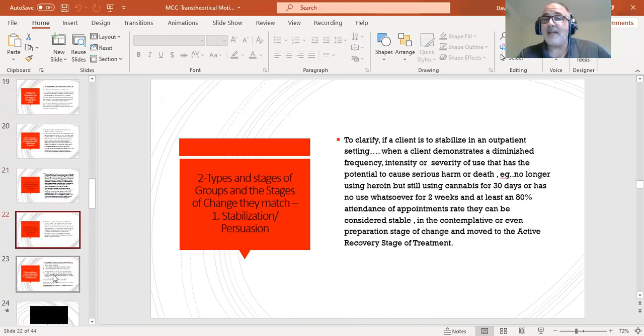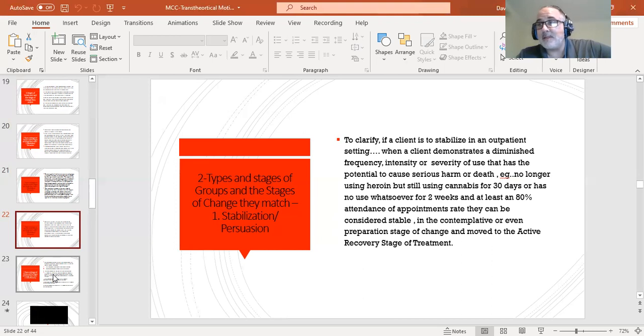To clarify, if a client stabilizes in an outpatient setting, where the client demonstrates a diminished frequency, intensity, and severity of use that has the potential to cause serious harm or death, no longer using heroin but still using cannabis for 30 days, or has no use whatsoever for 2 weeks, and at least 80% attendance of appointment rates, they can be considered stable. So again, doesn't necessarily mean a person's like, woohoo, I love recovery, but they're definitely stable, and they're at a point that they're safe to be supported in an outpatient setting. And that's kind of what those services are about.